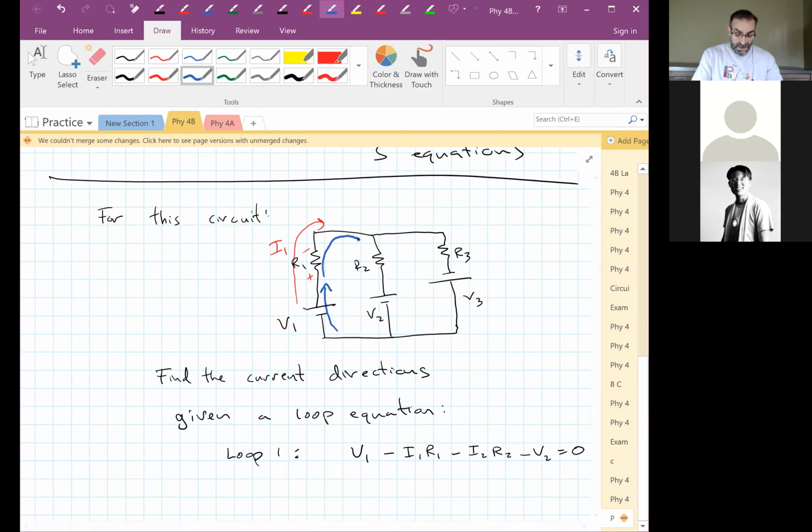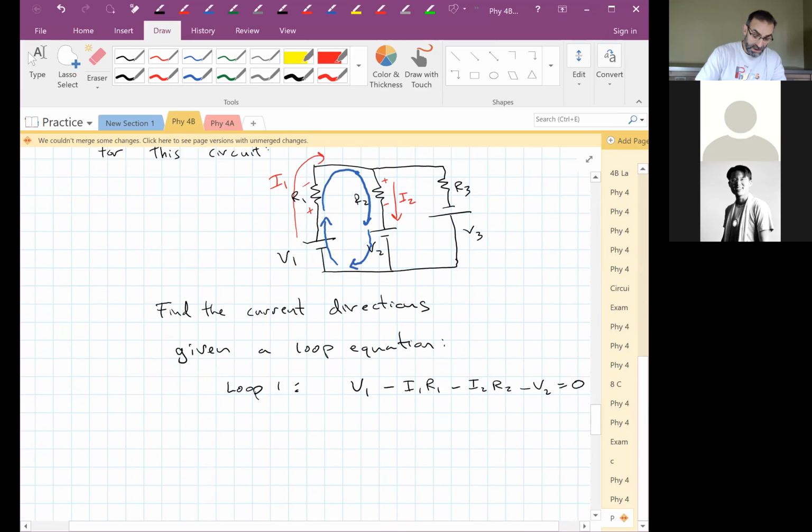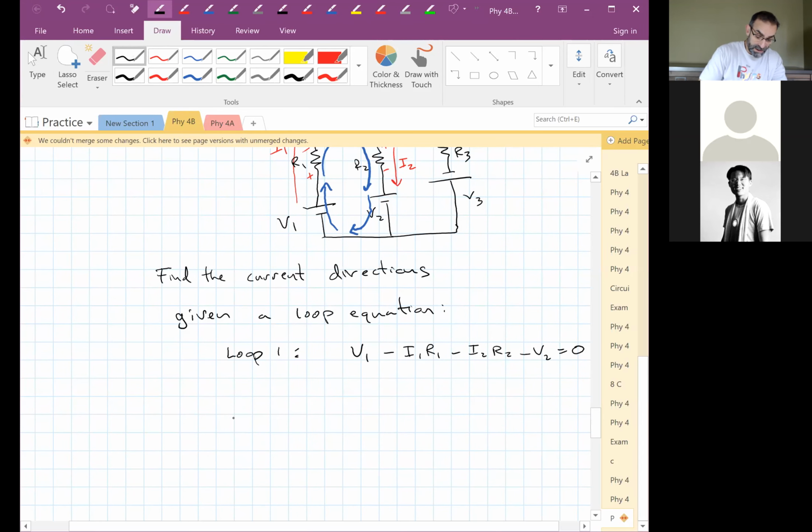And then I get to R2 and it says it's minus I2 R2. So I'm coming this way through. In the high, out the low, I'm going with the current. And then I go in the high side of the battery, come out the low side, and I'm back to where I started. Okay, now let's do the other one. Let's do one more. They're not related.